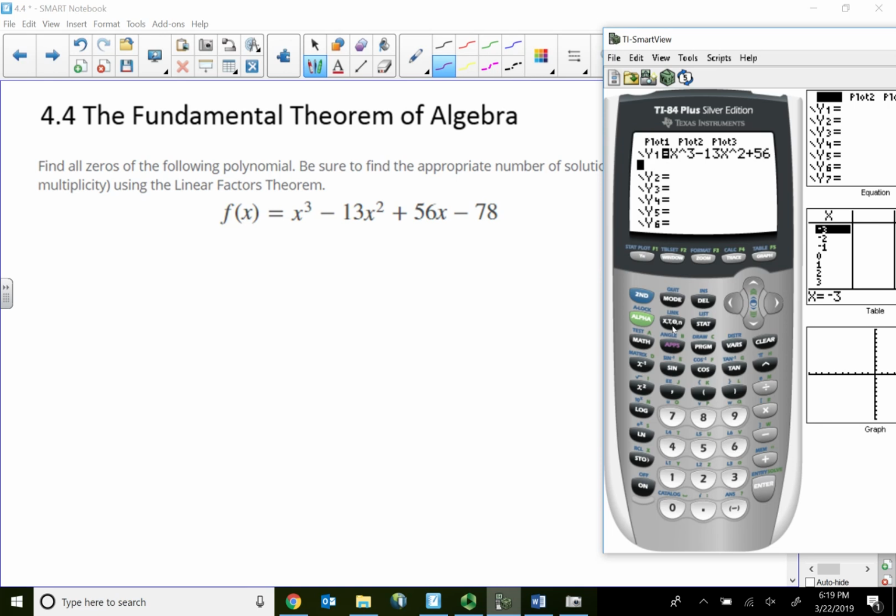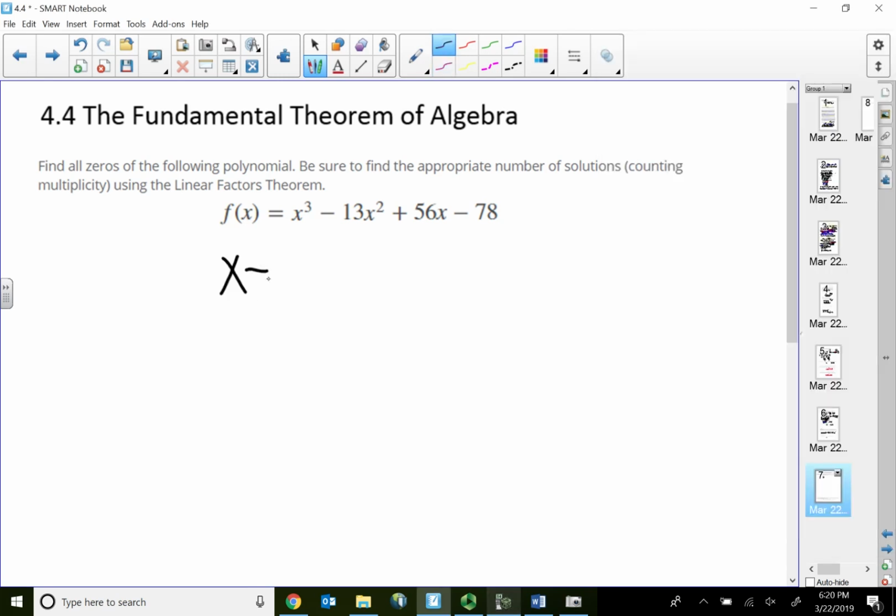I need to think about the multiplicity now, because back in the section 4.3 videos, all we did was basically assume the multiplicity is 1. But now I really have to think about it, since the problem even says counting the multiplicity. That's a cross right there. If I look on the table, that will be 3, 0. It crossed, so the multiplicity is odd.